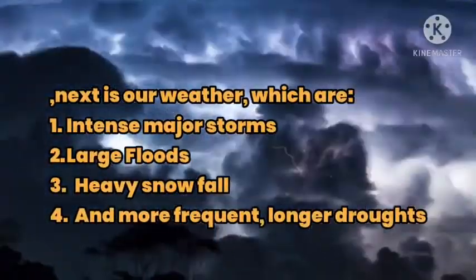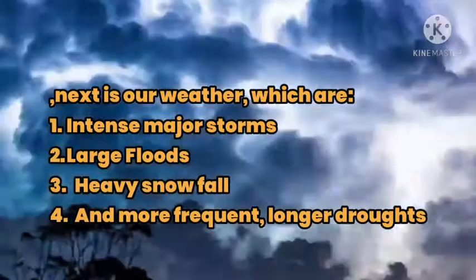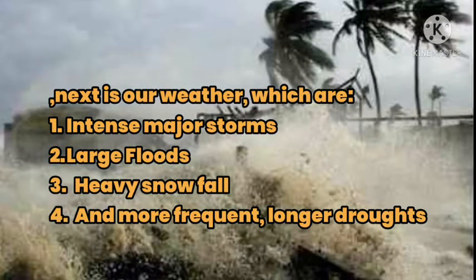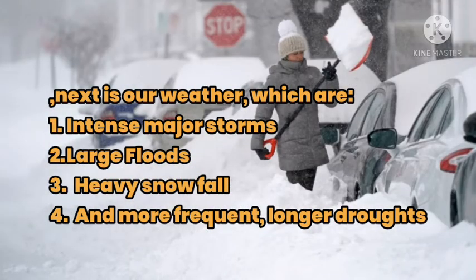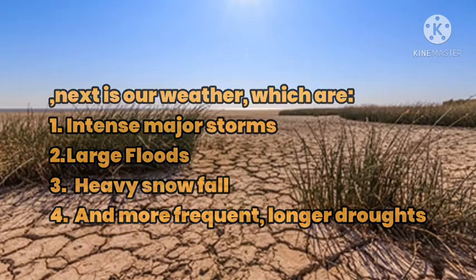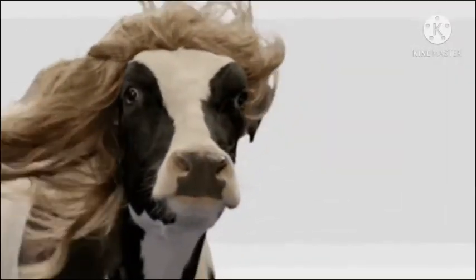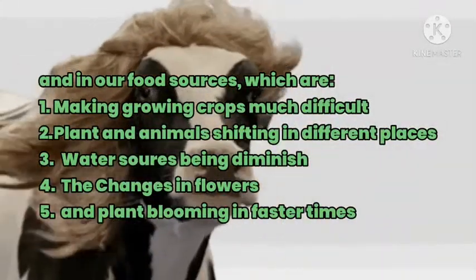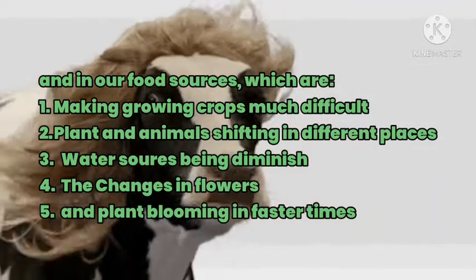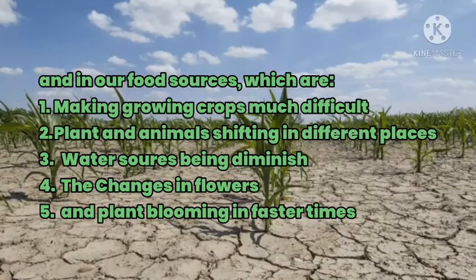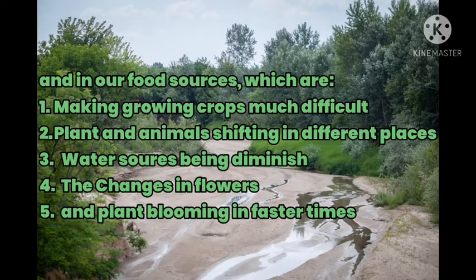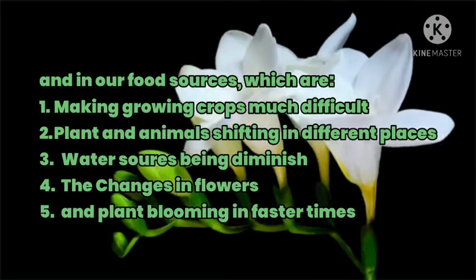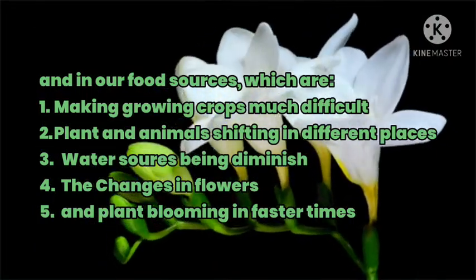Next is our weather, which means intense major storms, large floods, heavy snowfalls, and more frequent, longer droughts. And in our food sources, it is making growing crops much more difficult, plants and animals shifting to different places, water sources being diminished, and flowers and plants blooming at faster times.